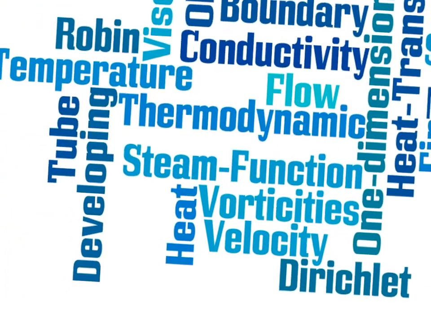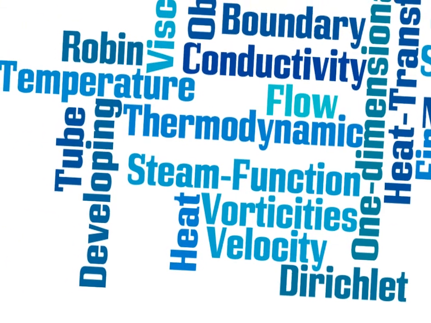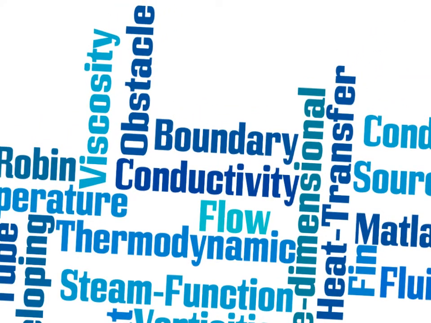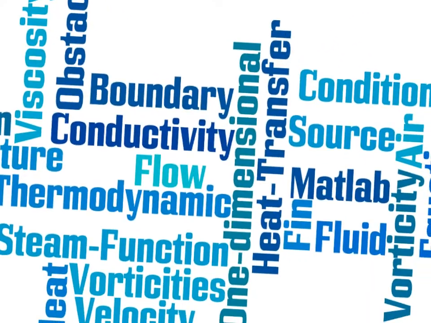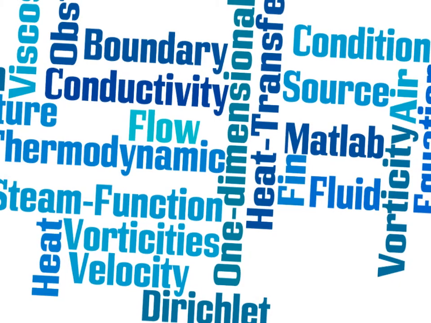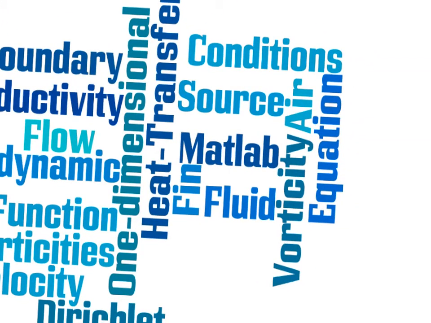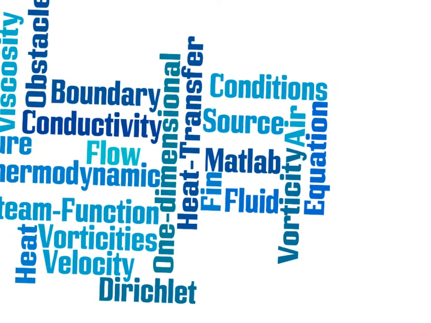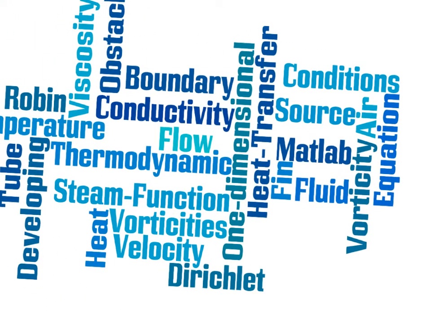We have temperature, viscosity, obstacles, one dimensional. Okay, what dimensional? Okay, we have a lot of different things here. How can we actually associate all of this?